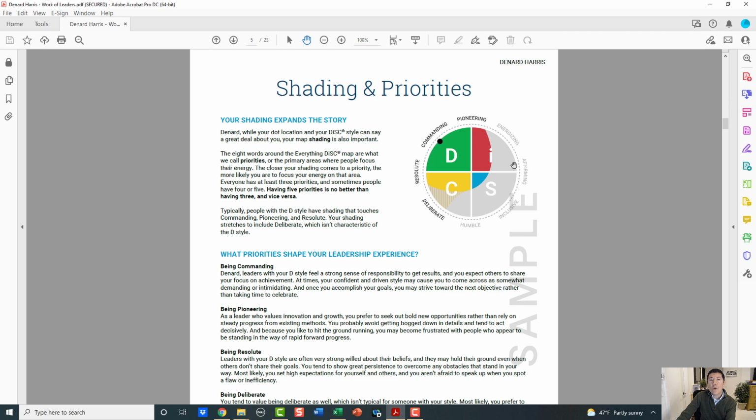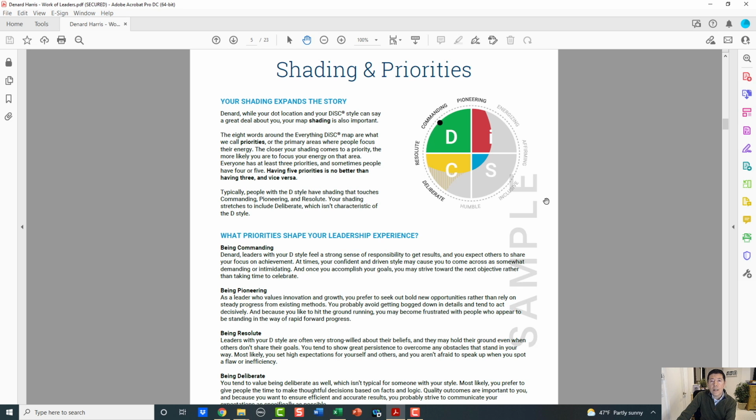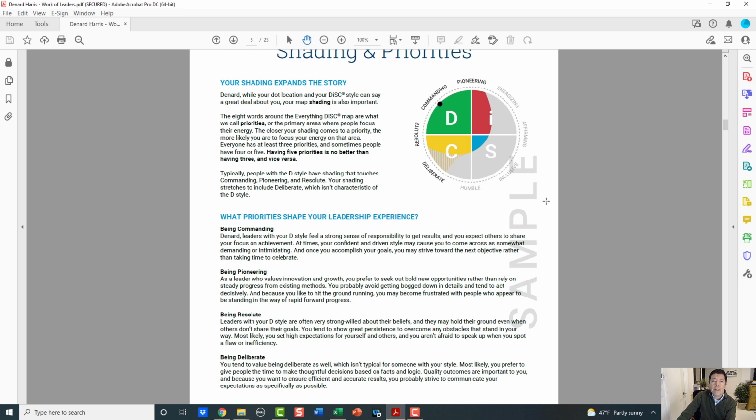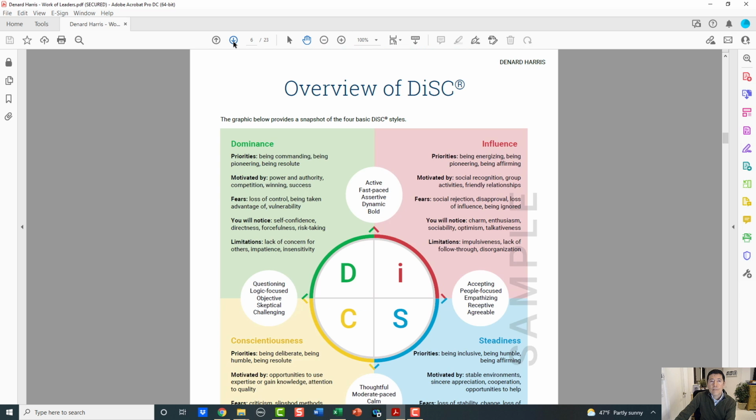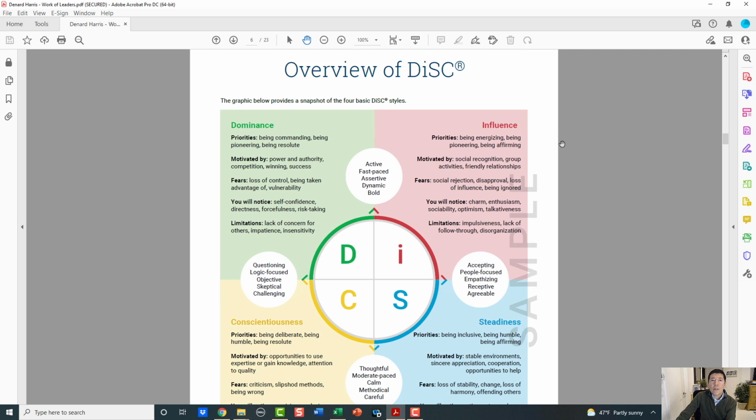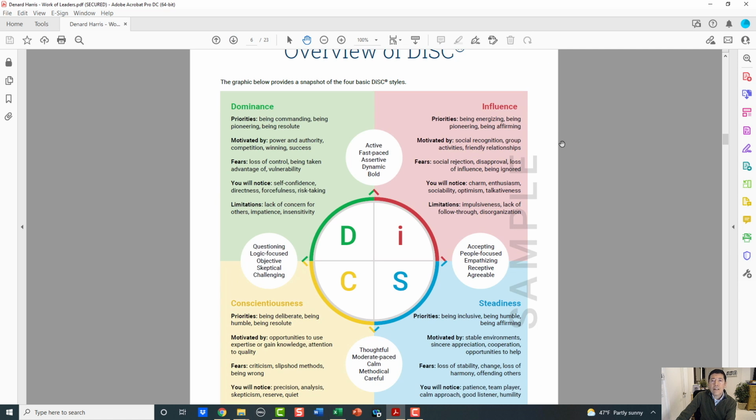That's because no one is a singular style. Everyone is complex and a blend of the 4 styles. But they tend to gravitate towards certain priorities. And again, you would personalize the report by talking with the leader about these priorities, having them read through the information and determine if they identify with it. This page is simply an overview of the DISC styles in case the leader would like to learn more about the styles other than their own.